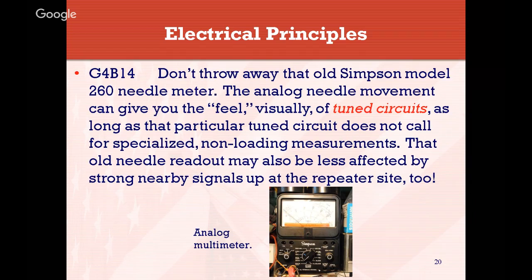So the analog needle movement can give you the feel visually of tuned circuits as long as that particular tuned circuit does not call for specialized non-loading measurements. That's one of the things about these analog meters. May also be less effective by strong nearby signals up at a repeater site too. Yeah, that needle, much like a compass, would be affected by the magnetic fields produced around the Earth. If you have electromagnetic fields nearby, it could actually throw off your reading by swaying that needle a little bit.